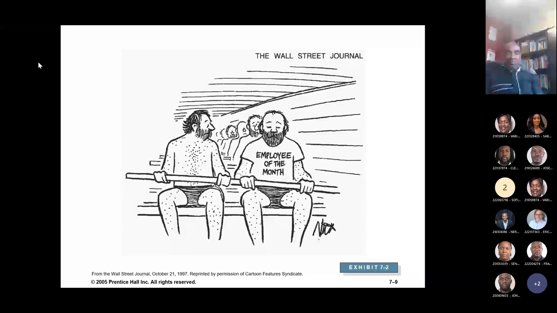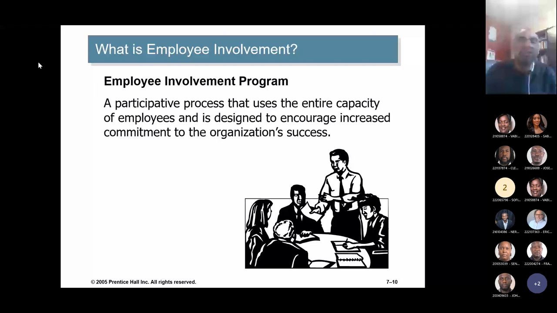Now, another thing that also stimulates or motivates employees is what is called employee involvement. Employee involvement program is, of course, a participative process that uses the entire capacity of employees and is designed to encourage increased commitment to the organization's resources. Which is part, of course, of industrial democracy.